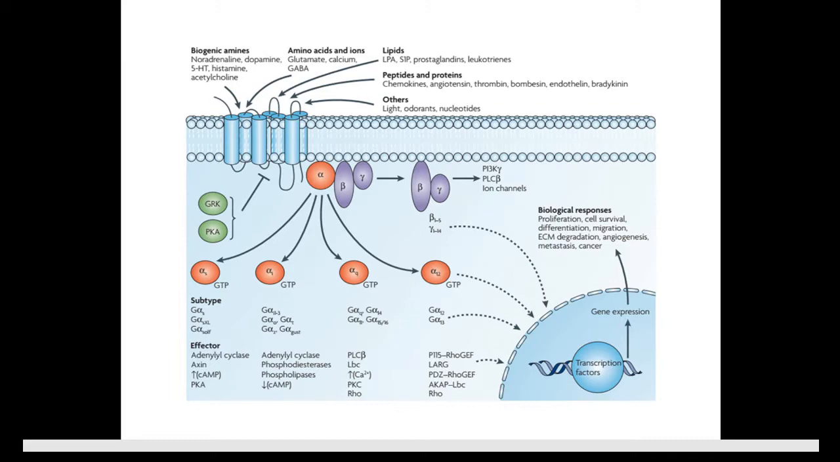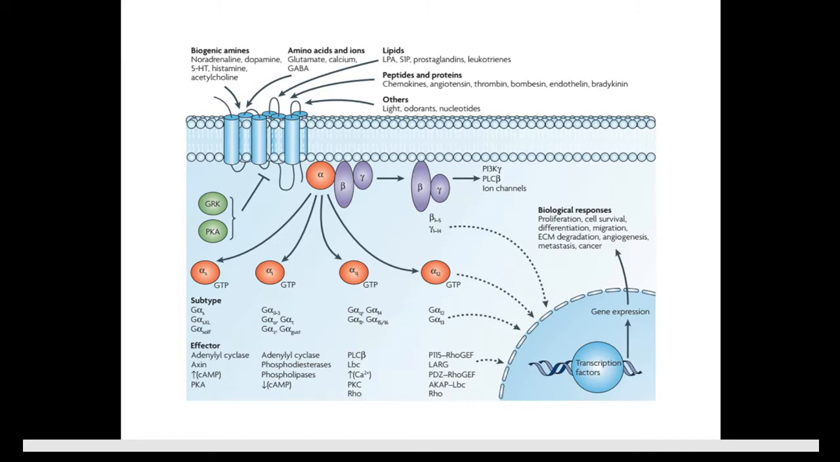G proteins may receive signals from biogenic amines, such as dopamine, acetylcholine, noradrenaline, that kind of compounds. They may receive signals from amino acids, calcium, glutamate, and lipids such as leukotrienes and prostaglandins. Another receptor type is the peptide receptors, and proteins such as cytokines, angiotensins, and thrombin.